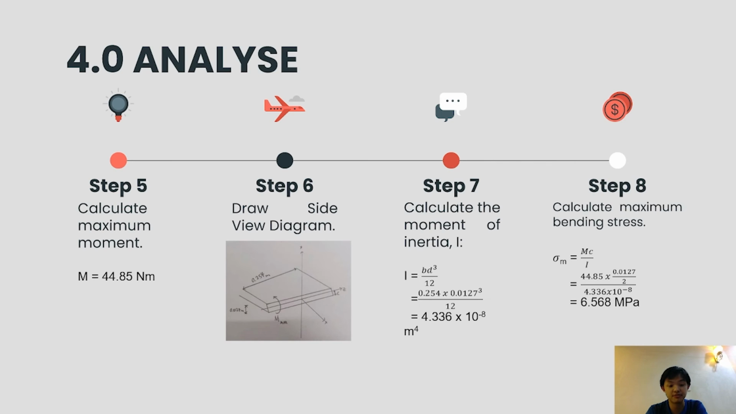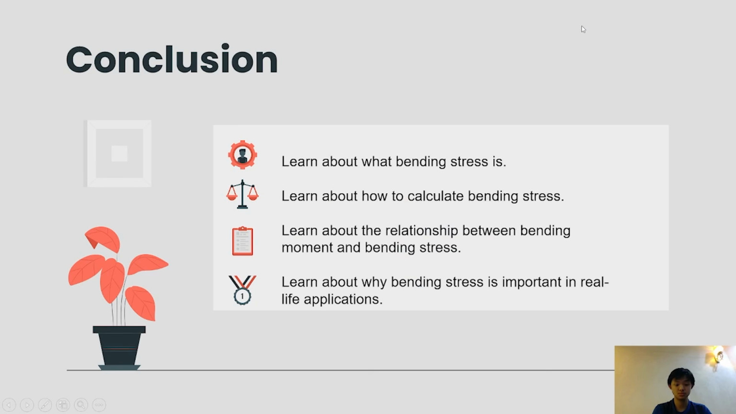Next, draw the side view diagram as shown in step C, and from the diagram, we can calculate the moment of inertia, I equal to bd cubed divided by 12, and we get I equal to 4.336 times 10 to the power of negative 8 meters to the power of 4. And we can calculate the maximum bending stress applied on the skateboard by using the formula maximum stress equals Mc divided by I, and we get 6.568 megapascal.